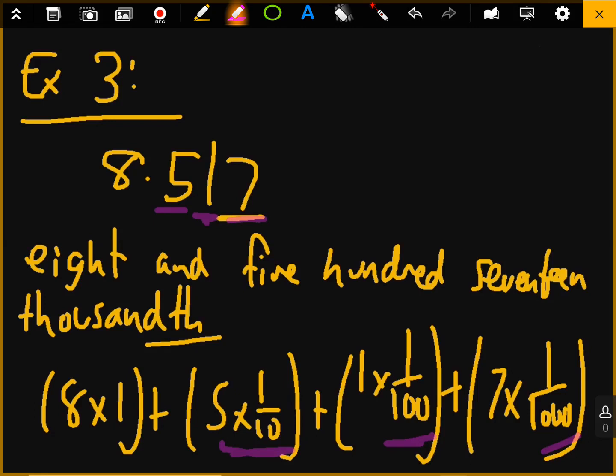And I don't know why I underlined that 7 there. That didn't really mean anything. Okay? I wanted you to just write the different forms. So this is the word form, and this is the expanded form. Okay? Alright, if you have any questions, make sure you write that down.